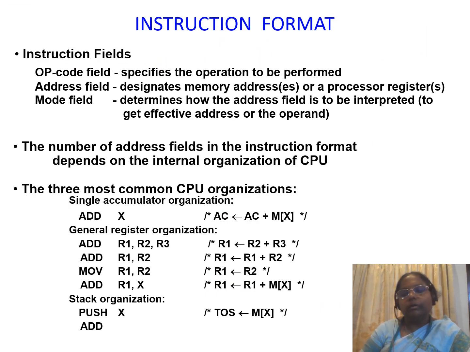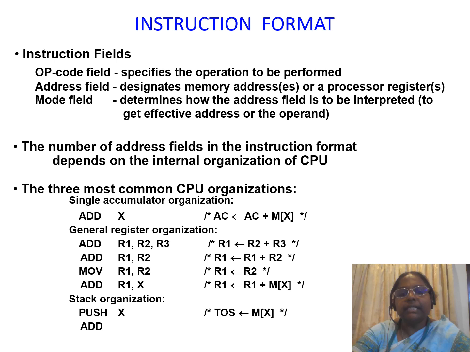So an instruction has three fields. The first field is the opcode, the second field is the address field, and the third field is the mode field, which specifies what type of addressing mode it is. The opcode specifies the operation to be performed, whether it is addition, subtraction, move, push, or pop. The address can be the address of a memory location or of a processor register. The mode field tells the way in which you have to interpret the address field, whether it is a memory or a register, or what calculation you need to do to access the data.